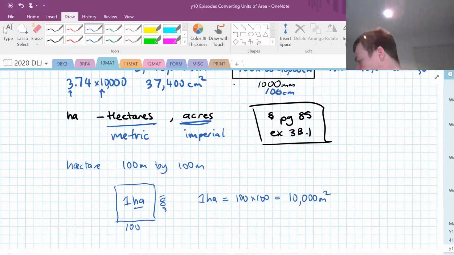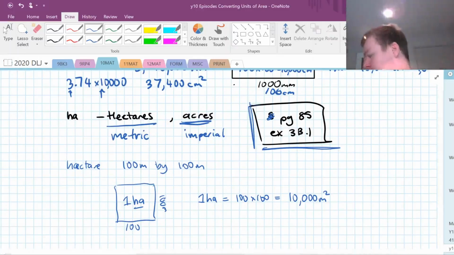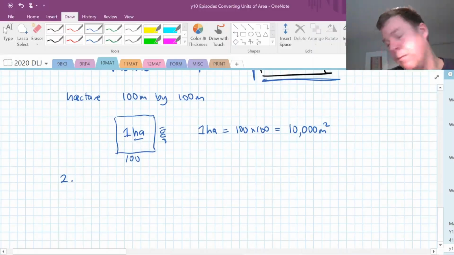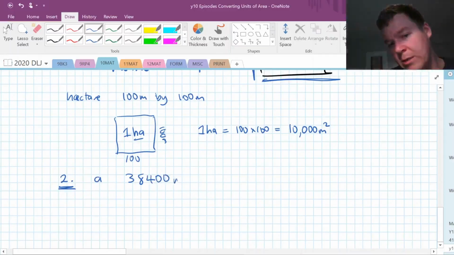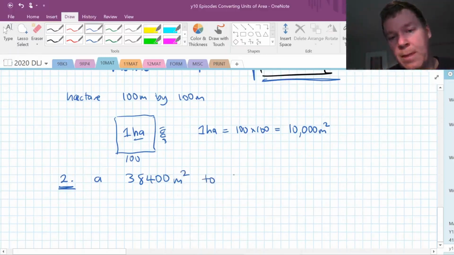All right. So in the book, there's some questions to do on page 85 on converting hectares and other units of measurement. So I might just do a couple of those, and that'll be the end of our lesson. All right. So I'm just going to start on question 2. A, 38,000 meters squared to hectare.